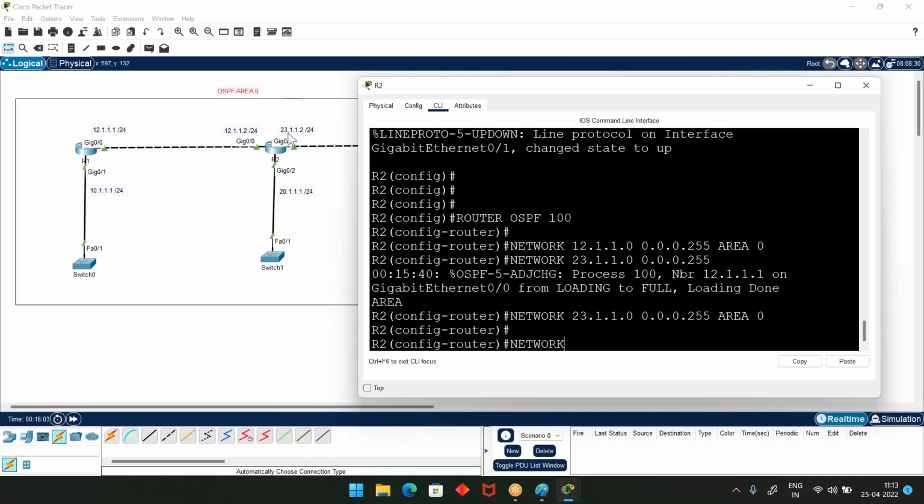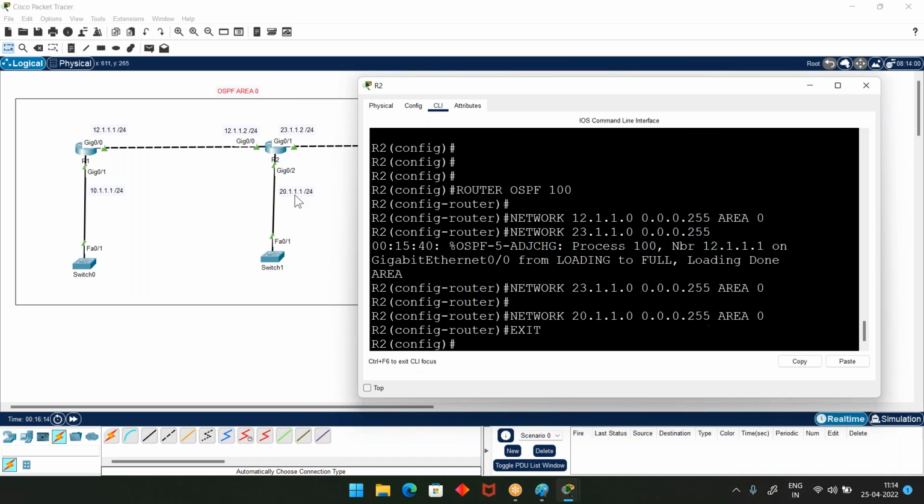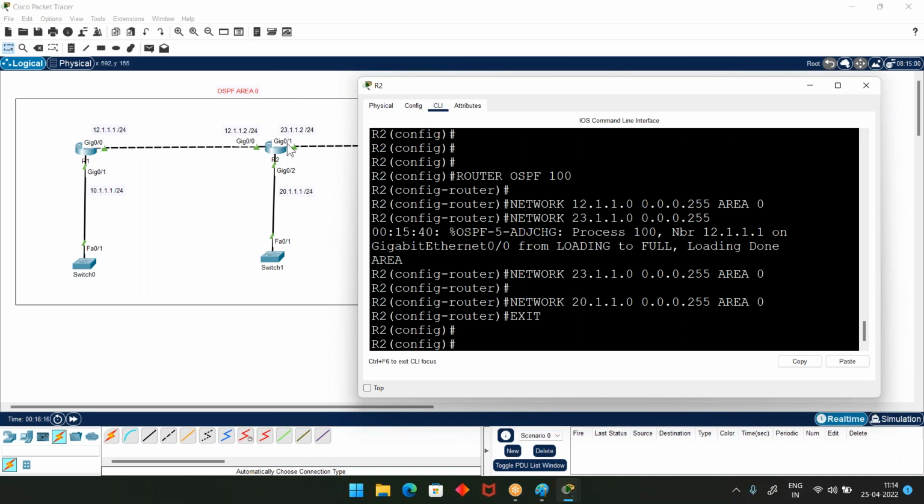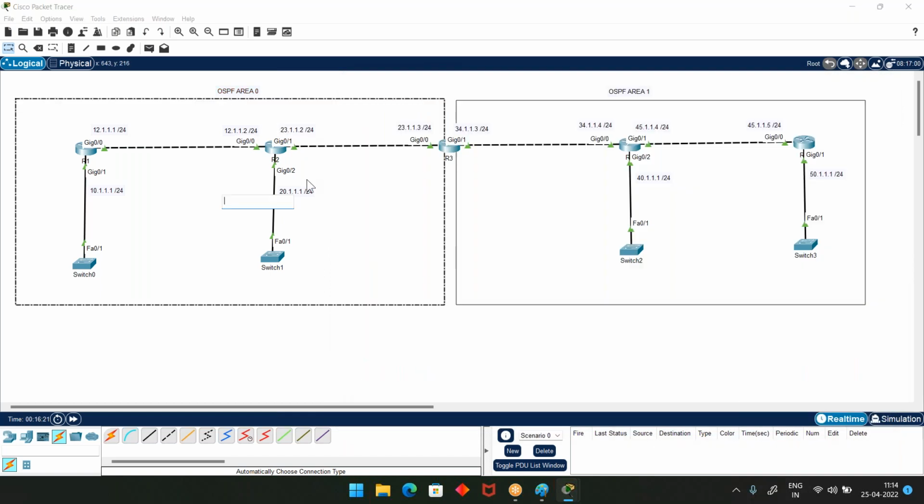Now one more network is there here now, that is 2.1.1.1. This network also belongs to the area 0 only. Enter now here, exit. You can check this. In that way, in R1 I can advertise this network into the area 0, this network into the area 0, and this network into the area 0 as well. In R2 router, I can advertise this network into the area 0, this network into the area 0, this network into the area 0 as well.